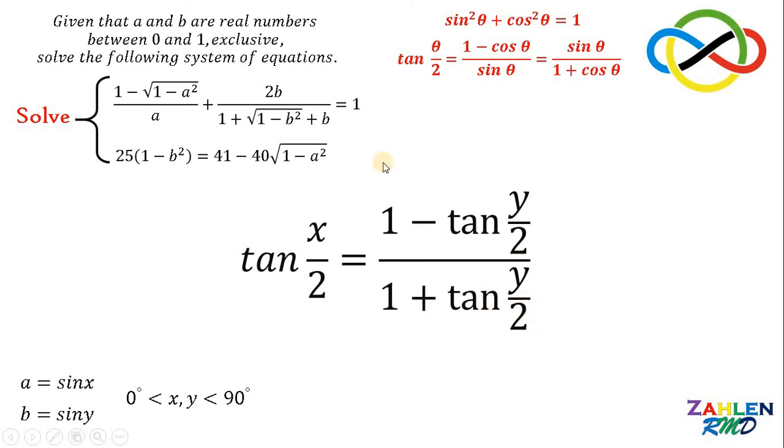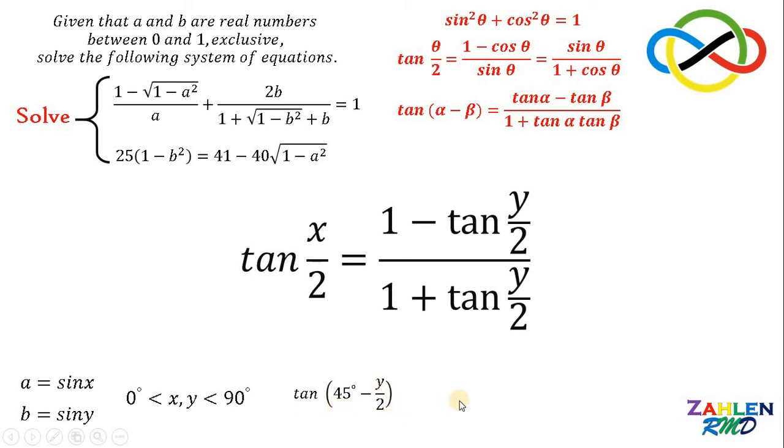Now at this point, we will use the third trigonometric identity that we need to solve this system of equations. So we have tan(α - β) = (tan α - tan β) / (1 + tan α tan β). Using this identity, we can show that the right-hand side of our equation is equivalent to tan(45° - y/2). Why is that?